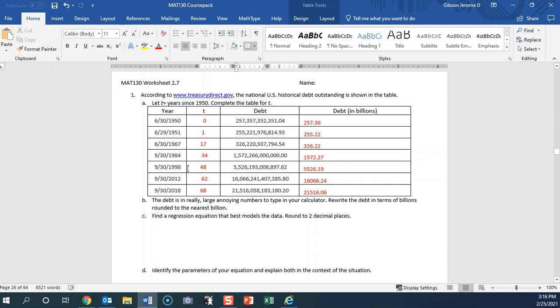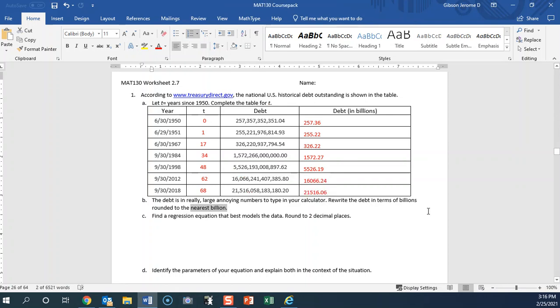Now there is one thing that I didn't do here, but the years are fine. It's just the debt in billions, because it asks you here to round to the nearest billion, but we'll take care of that. Okay, so all of this, these are in billions or trillions. So we have to change these to be written in billions. So it says write it to the nearest billion.